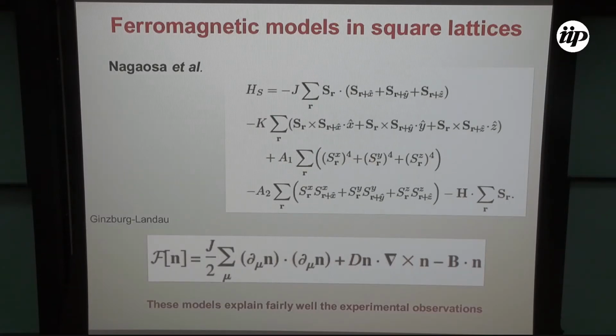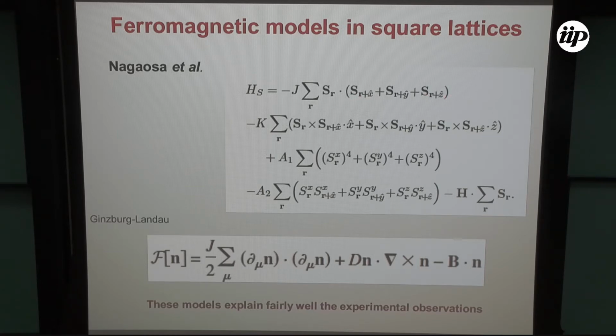This is one of the models that was used by Nagaosa and collaborators. So this is many years after the work by Bogdanov and Yablonskii. This is motivated mainly by the materials I have shown you before, the experimental observations. So here you see, this is for a cubic lattice, ferromagnetic exchange, so x, y, and z directions. This is just ferromagnetic exchange.